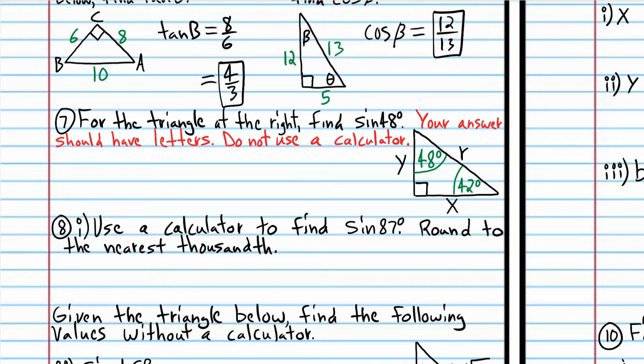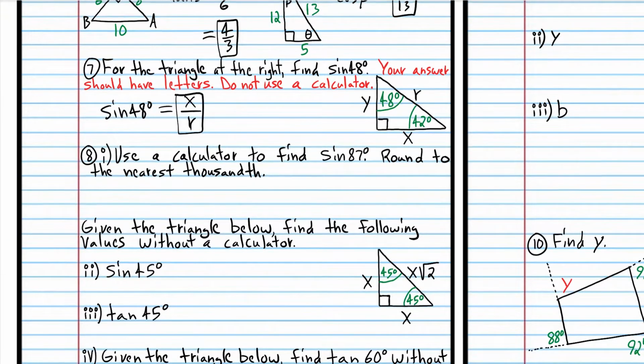Number 7, go ahead and try number 7. When you come back, we'll do it together. All right, we're back. So we have to look at the 48-degree angle, which is obviously here. And sine is the opposite side over the hypotenuse. So the opposite side of this angle is this orange side here. And the hypotenuse is R, because it's opposite the 90-degree angle. So opposite side over the hypotenuse. So if you got that one right, good job.